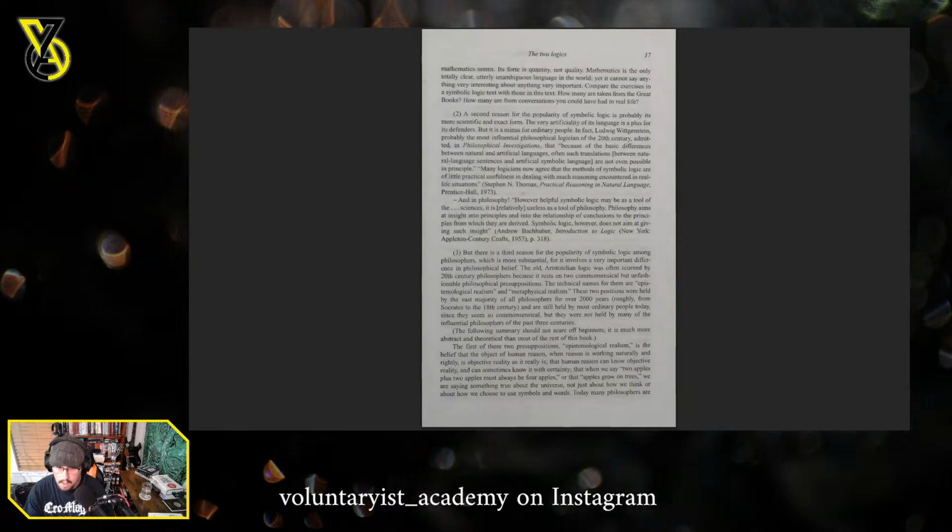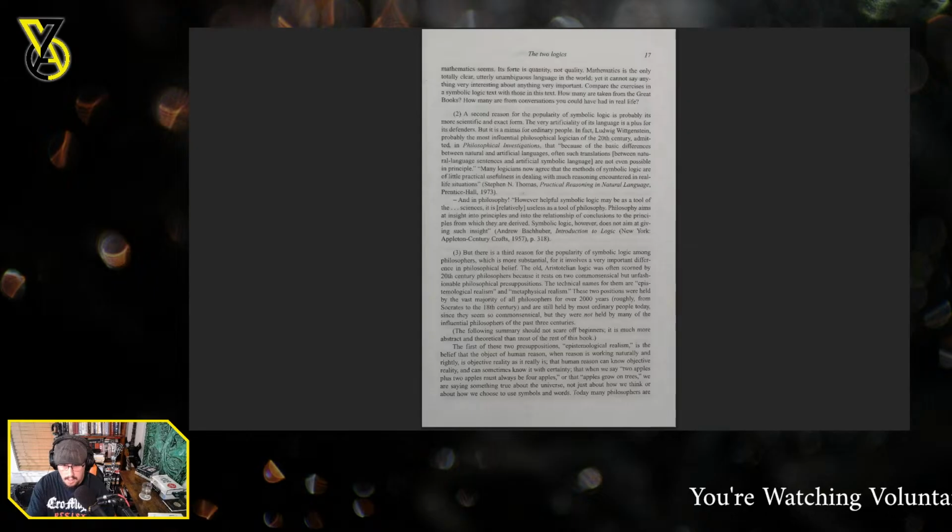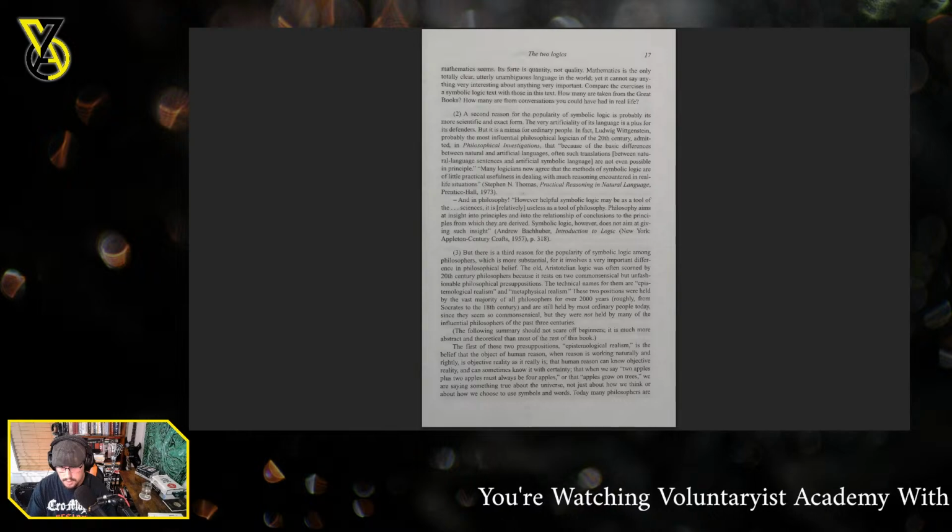The following summary should not scare off beginners. It is much more abstract and theoretical than most of the rest of this book. The first of these two presuppositions, epistemological realism, is the belief that the object of human reason, when reason is working naturally and rightly, is objective reality as it really is. That human reason can know objective reality and can sometimes know it with certainty.